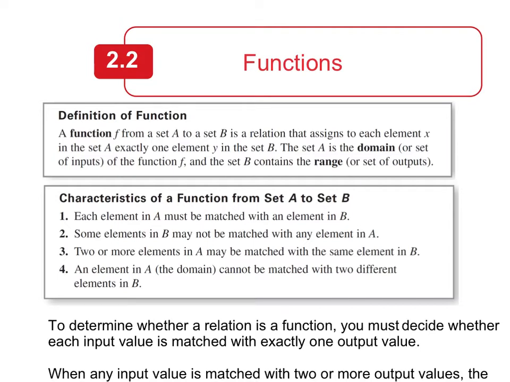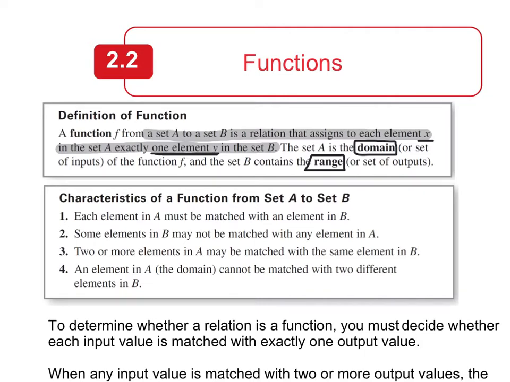So the definition of a function here to start off with, mathematically, from a set A to a set B is a relation that assigns to each element x in the set A exactly one element y in the set B. So the main thing here is each x gets exactly one y. That's the main point there. The set A is the domain. The x values are the domain, and we'll talk about that more. And then the set B, which is the y values, is the range, also called the output.